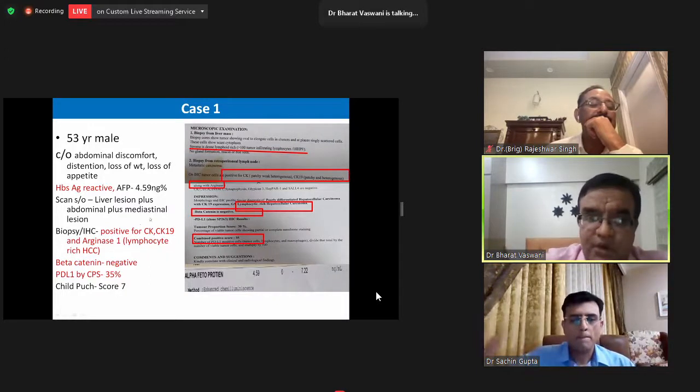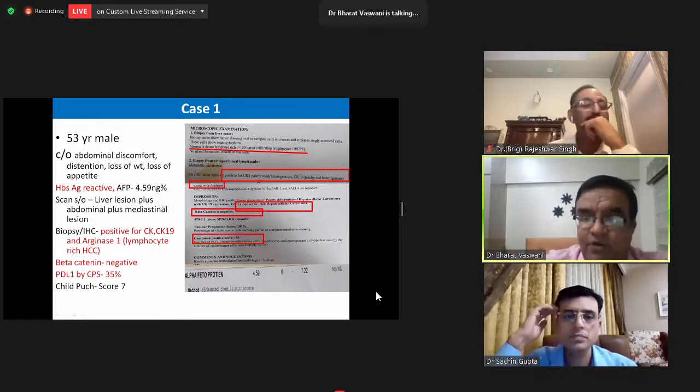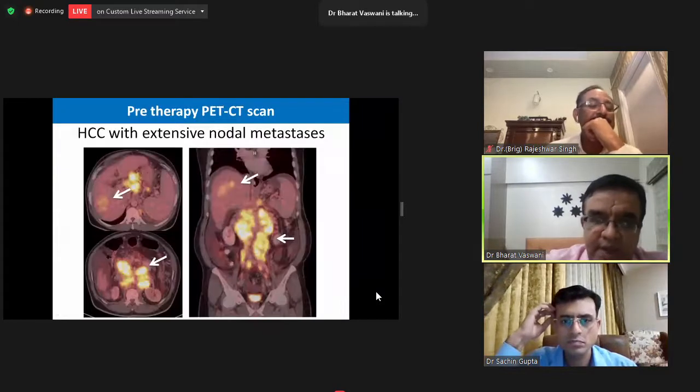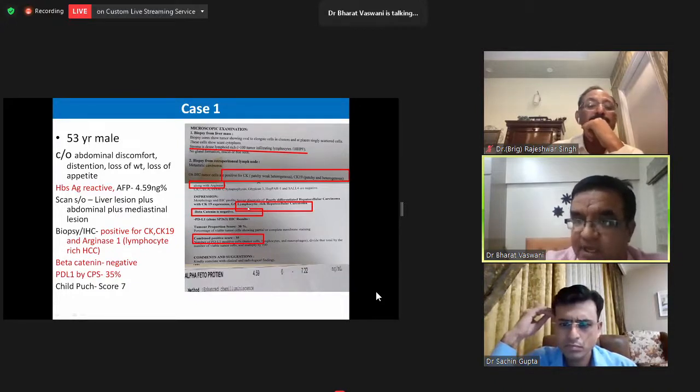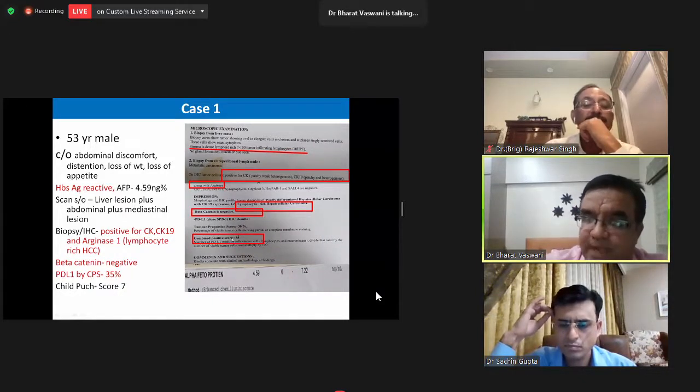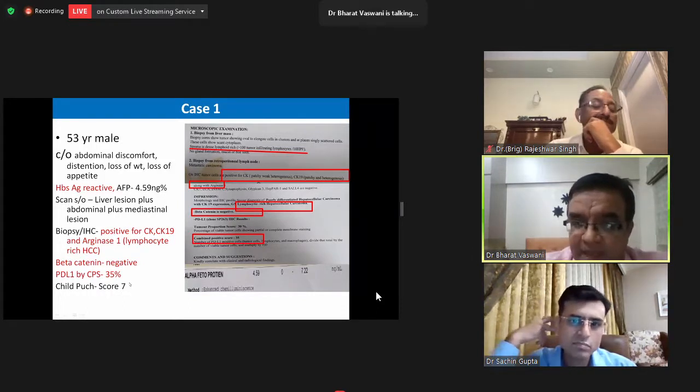When we did a biopsy, because it was not clear-cut, such extensive lymph nodes we could never find. There was some degree of ascites also. The biopsy came out as lymphocyte-rich hepatocellular cancer. If there is any pathologist here, 1% of patients are lymphocyte-rich hepatocellular, IHC proven. We just did, for our sake, although not required, CPS was 35, beta-catenin negative. This was not a Child-Pugh A, but a B with a score of 7, ascites, albumin 3.4, other parameters normal.